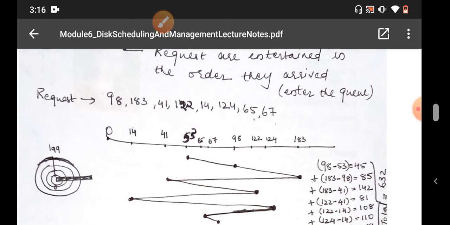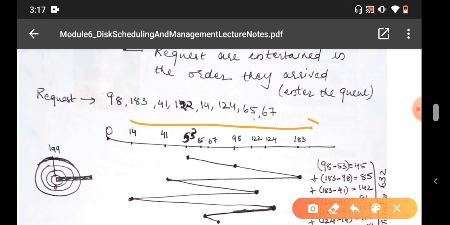Now we have talked in the previous lecture session that the read write head will move horizontally only, in this direction. In this way only it will always be moving. Now the current position of the head is 53, and the first request that we are getting is 98. So it will first move to 98, then to 183, then 41, 122, 14, 124, 65, 67. This is the way the read write head in the FCFS disk scheduling algorithm will work.